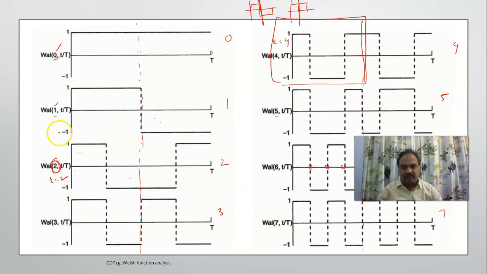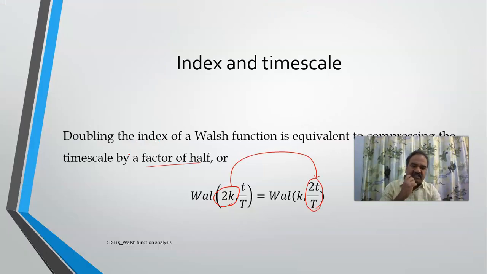Similarly, you can go with 1 and 2 also. See, 1 and 2. If I divide it into half, this is the same waveform which I will be getting. So the first property is index and time scale. If you double the index, then automatically the time scale is just reduced.